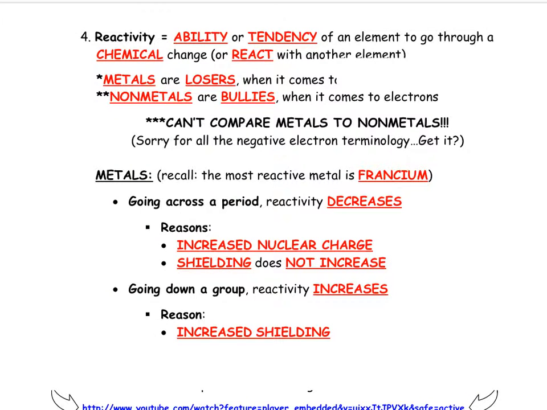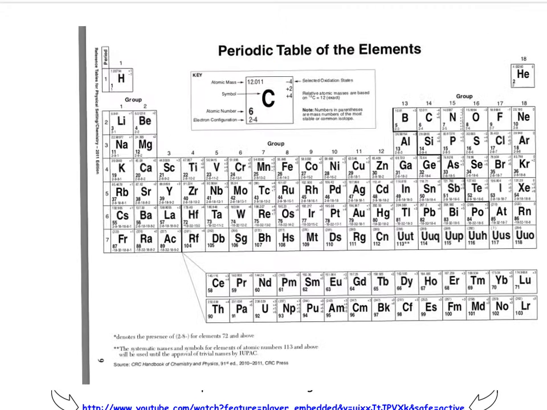Alright, we're almost done. The electronegativity, the reactivity of elements has a trend as well. And let's talk about that really quickly. As you go down a group on the metal side of the periodic table, so let's look at the metals on the left side of the periodic table, over here. Here are my metals, okay? As you go down a group, you get more and more reactive.